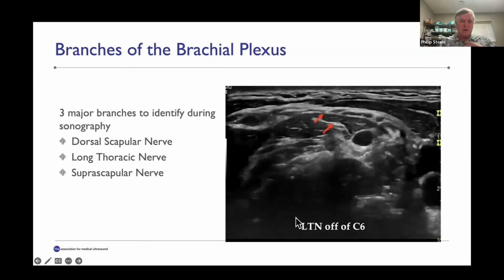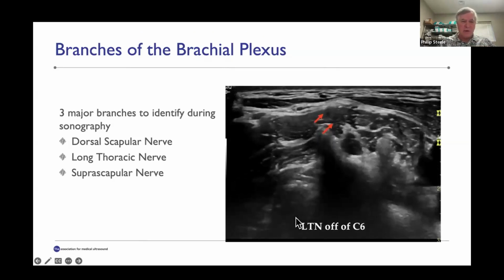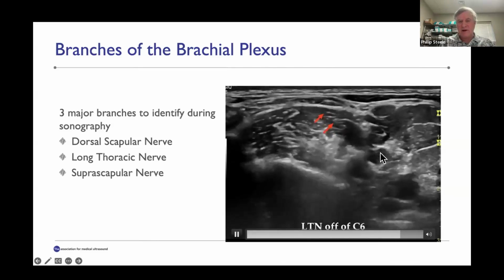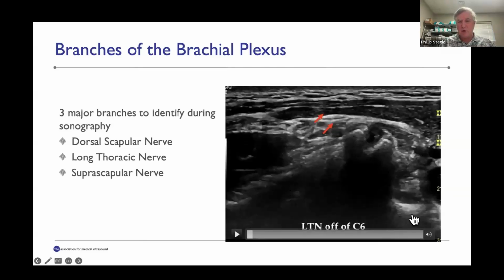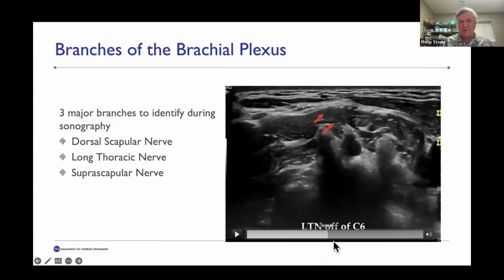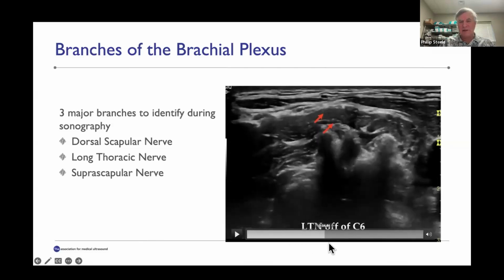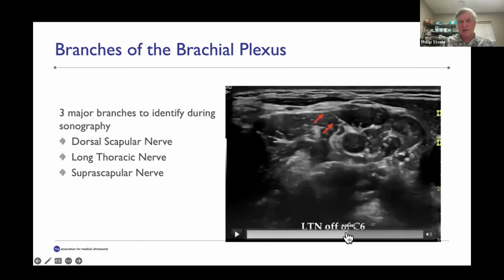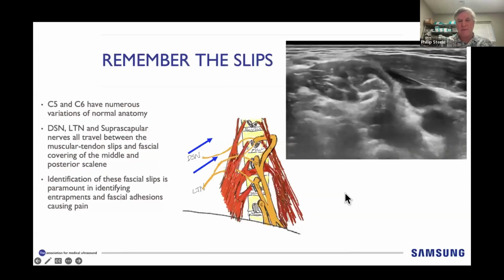Now, finally, we're going to dive into just the dorsal scapular and suprascapular nerves. Again, you want to identify fascial planes. It's important that you look for the fascial planes for these little nerves. And so this is an example of a nerve coming off C5 that we'll talk about here. You can see this fascial plane. You have 3 little hypoechoic dots that represent different nerve structures.